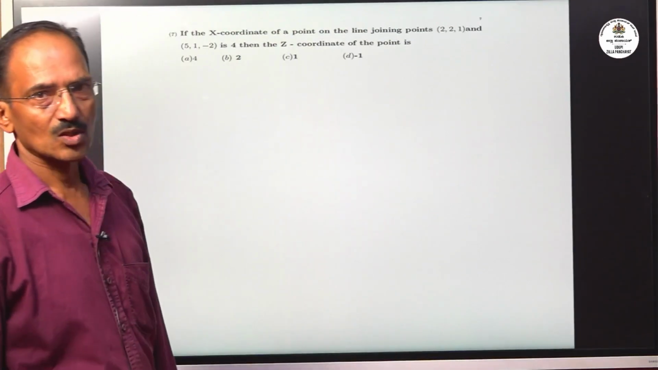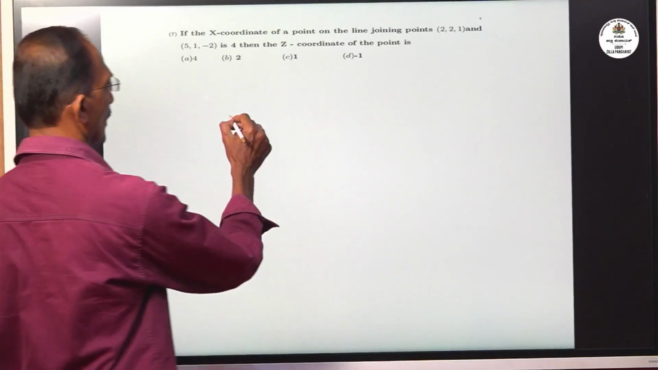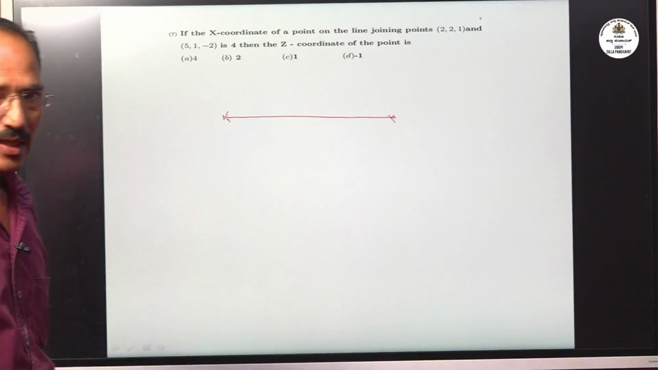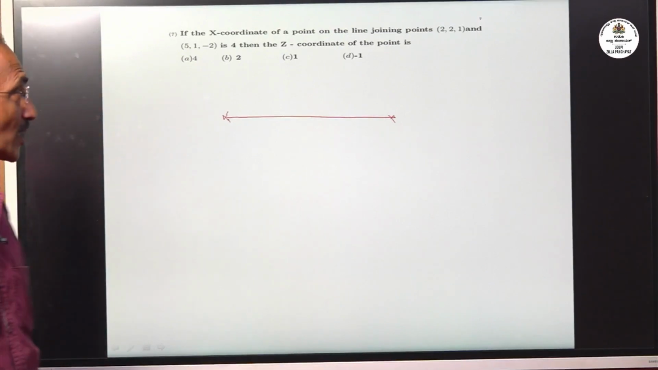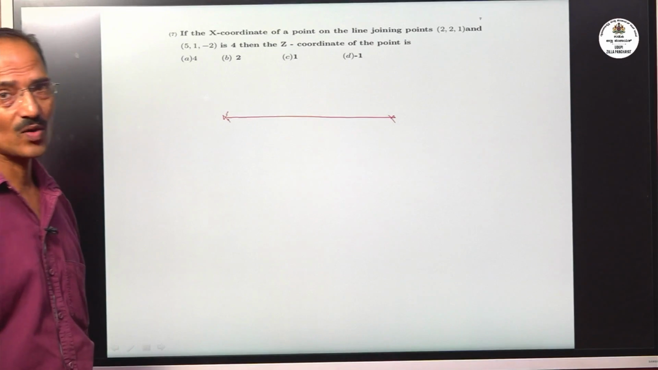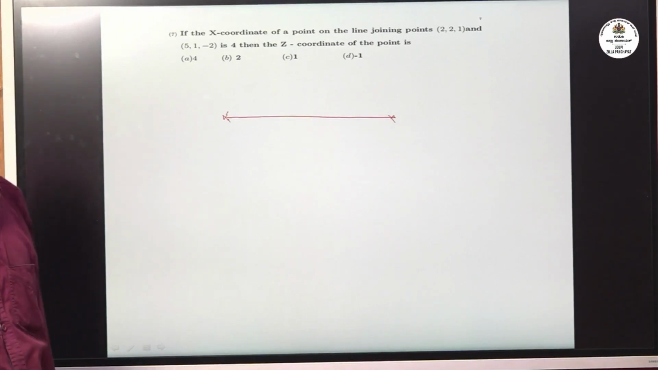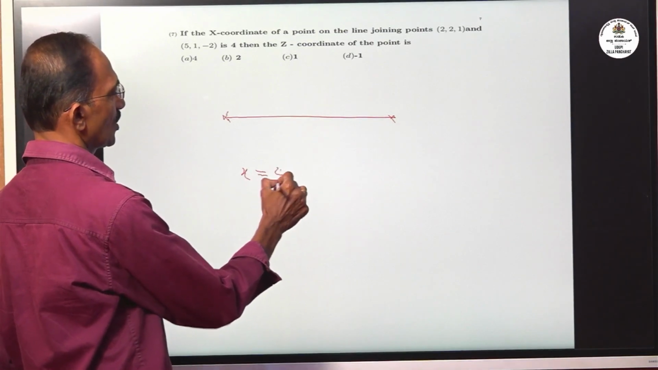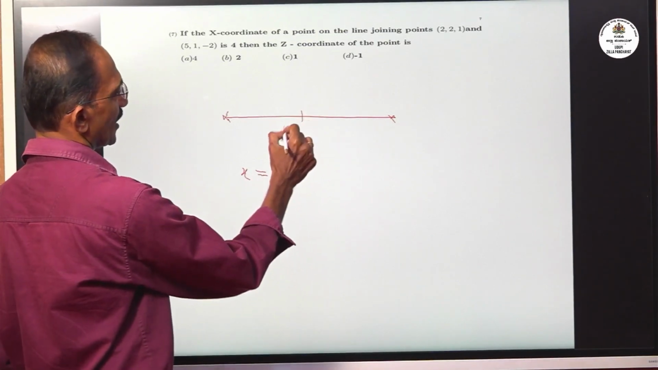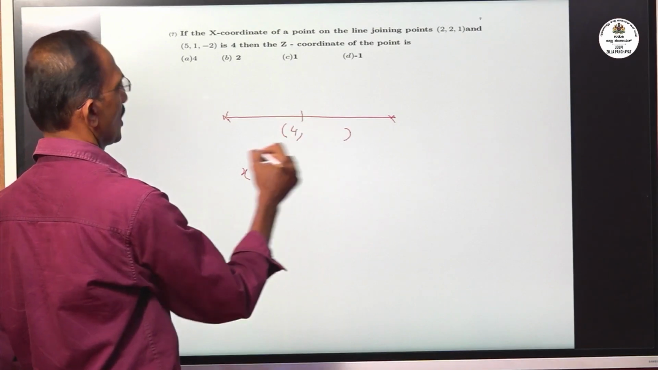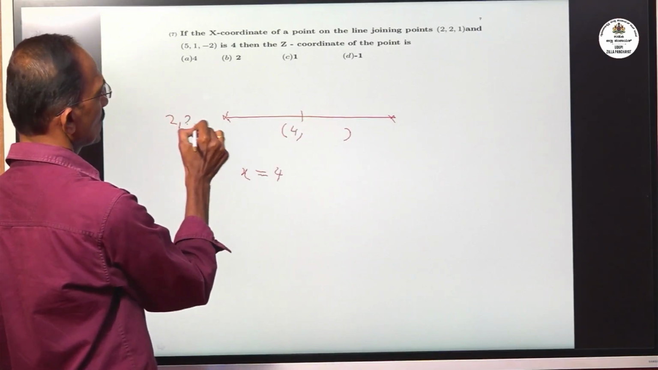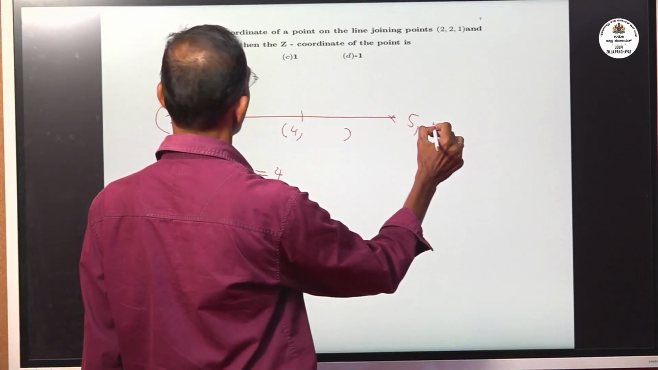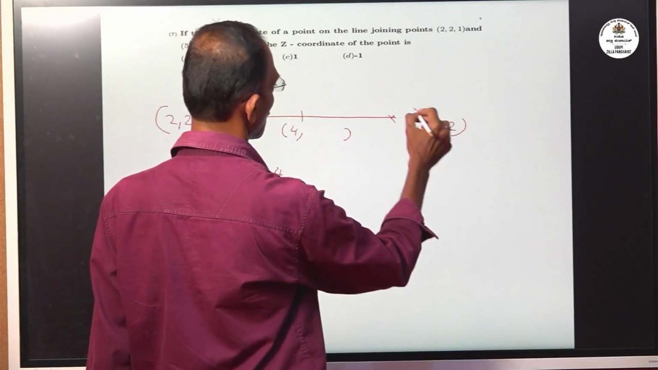So question number 7. The x coordinate of the point on the line joining 2, 2, 1 and 5, 1, minus 2 is given as 4. So x coordinate is given which is equal to 4. That is, this x coordinate is 4. So points are 2, 2, 1 and 5, 1, minus 2.